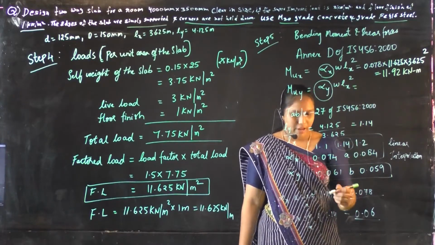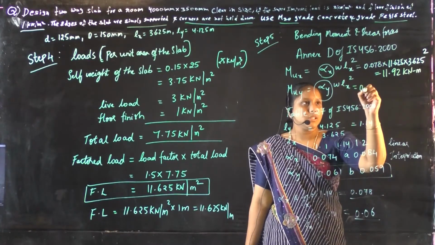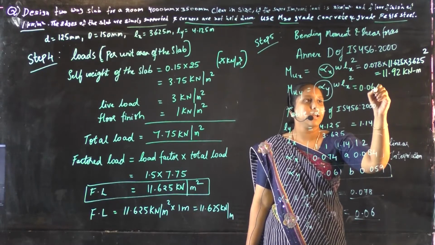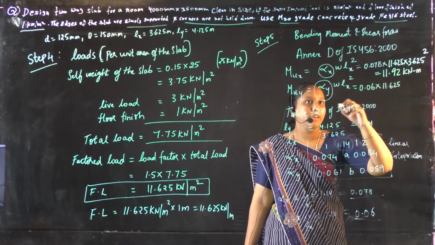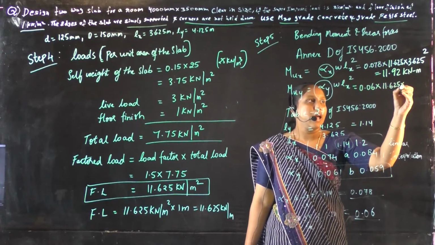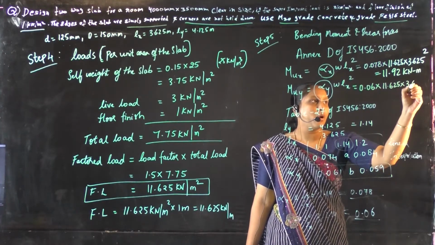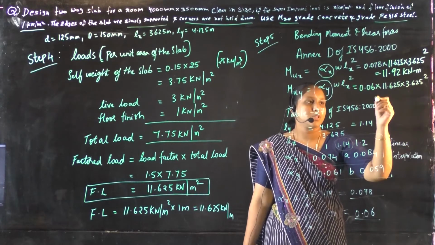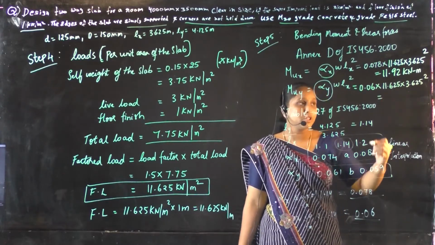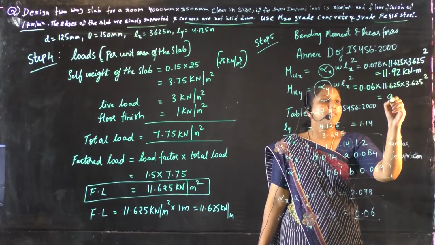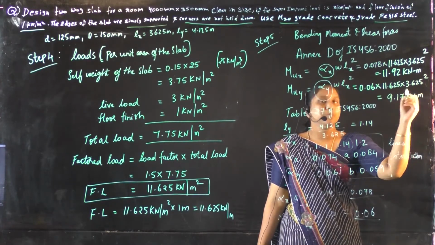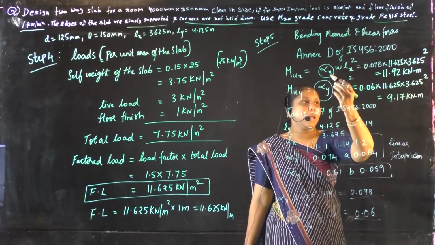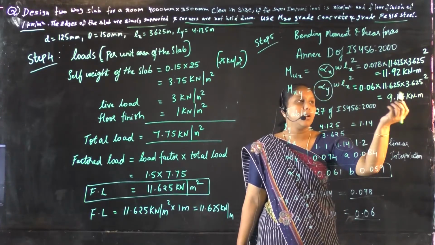So alpha y, how much is alpha y? It is 0.06 into W, the factored load, which is 11.625, into Lx square. Lx is 3.625 whole square. If you solve this, you'll get a value of 9.17 kilonewton meter. So these are the MUX and MUY values.